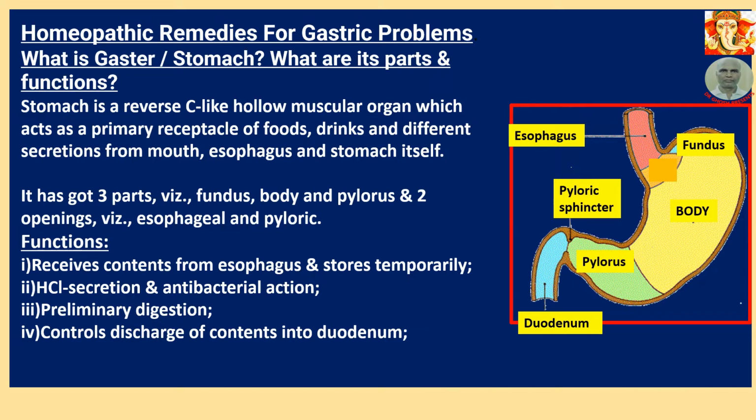It has three parts: fundus, body, pylorus, and two openings: the esophageal opening, sometimes also called the cardiac sphincter. A sphincter means a valve-like action. There are two sphincters, the pyloric sphincter and the cardiac sphincter. These two sphincters control the incoming and outgoing of food and other contents. The two openings are mainly pyloric and esophageal. Esophageal and cardiac are the same thing.